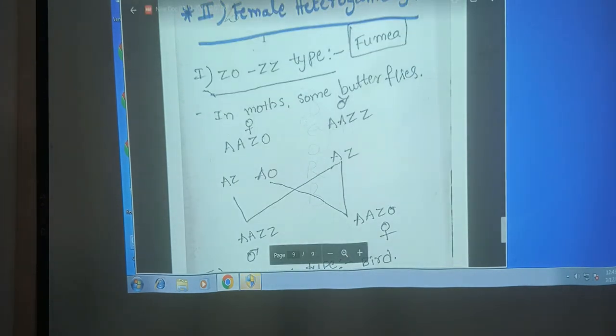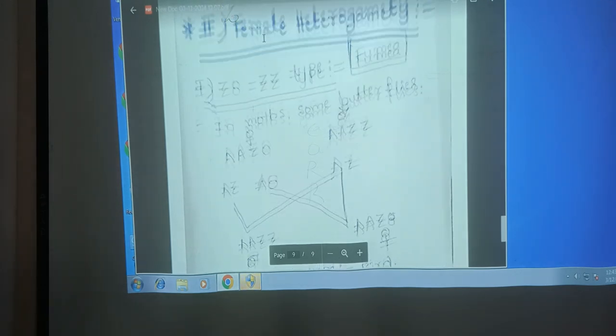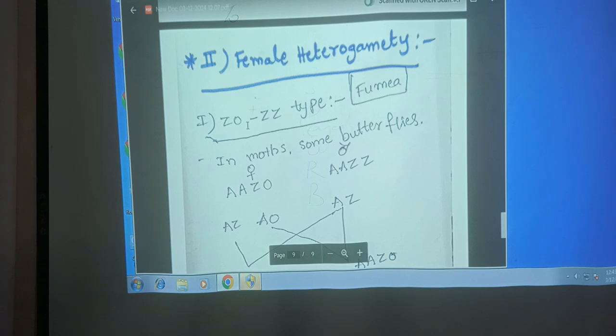Next one, female heterogamy. Female heterogamy means the Z0, ZZ type, found in moths or butterflies. In this method of sex determination, the male produces similar gametes while the female produces dissimilar gametes. Female heterogamy is of two kinds, one is the Z0, ZZ type, and another one is the ZW, ZZ method.